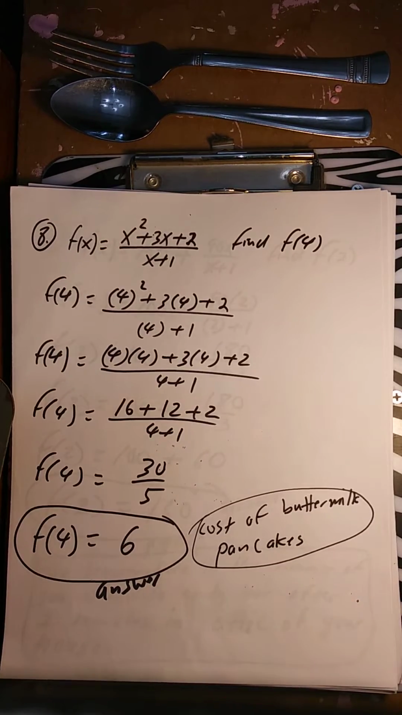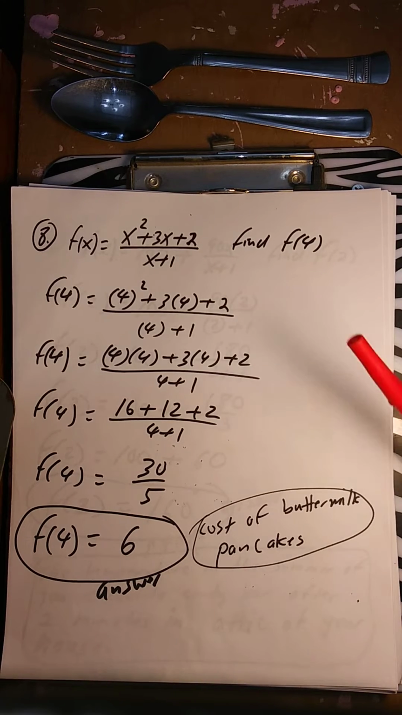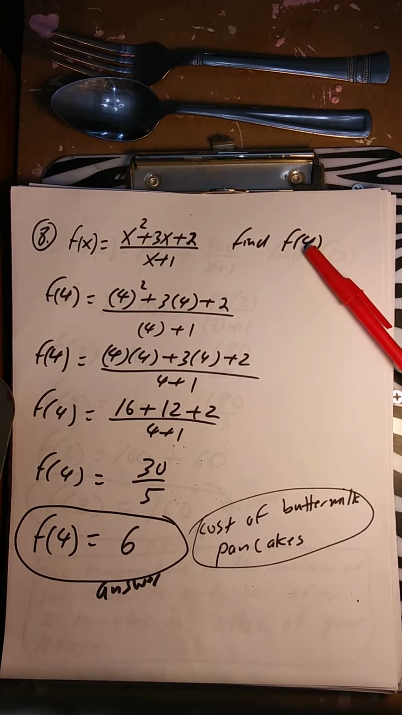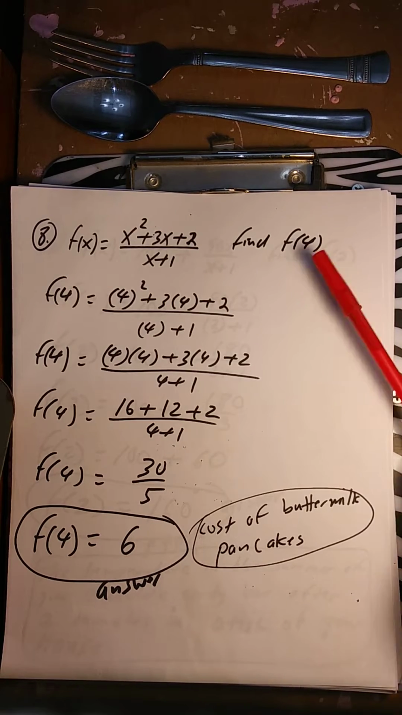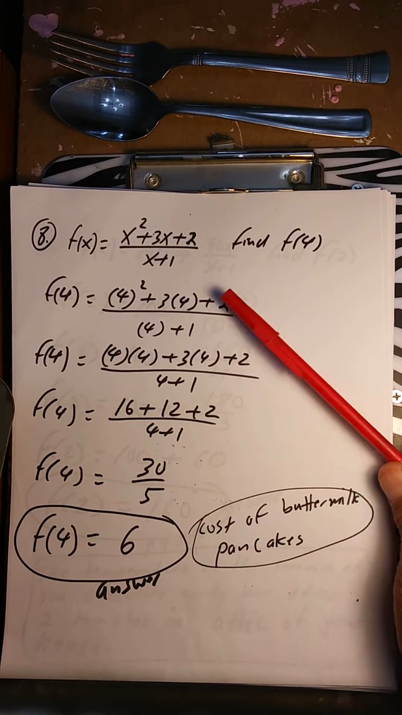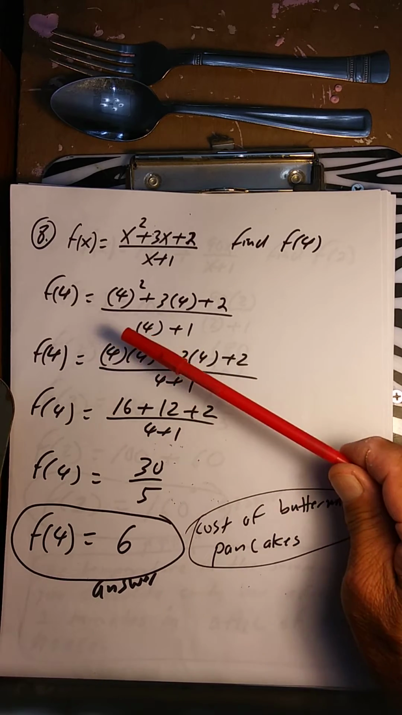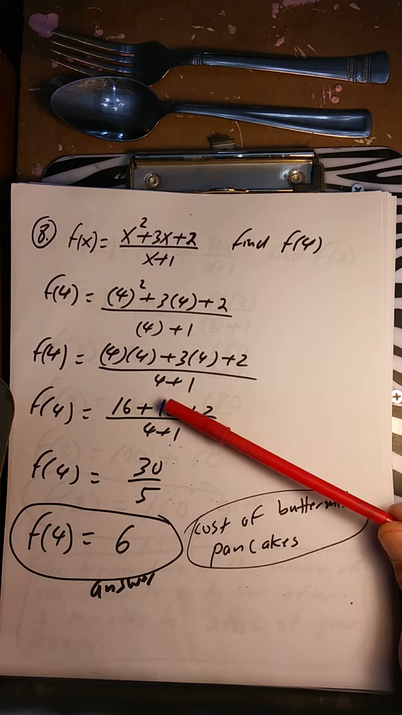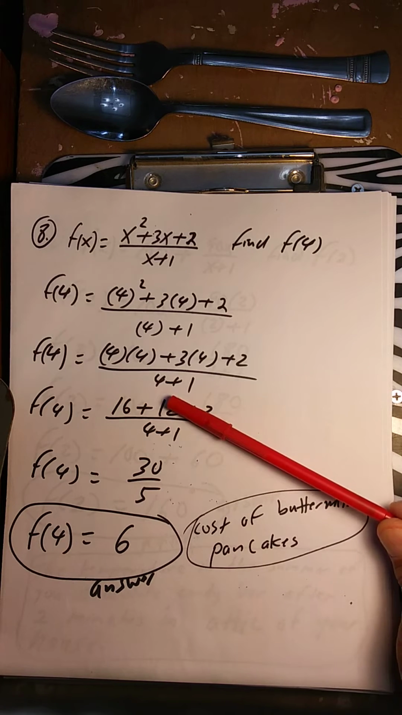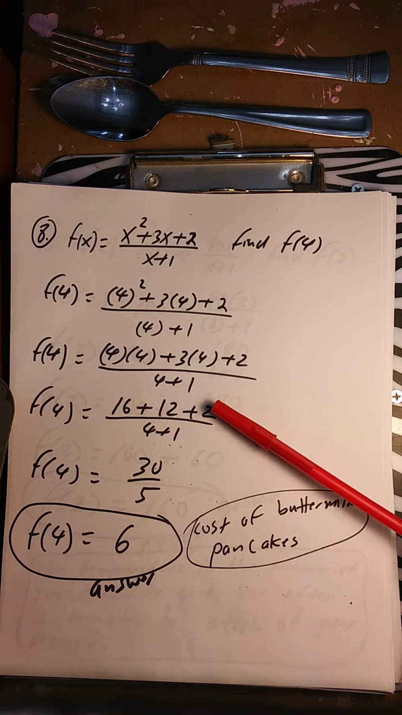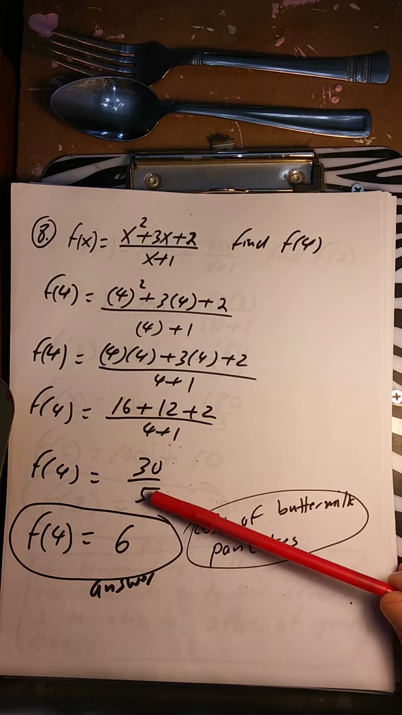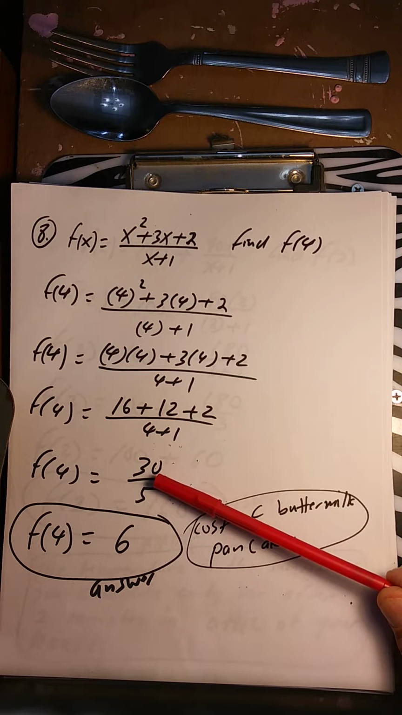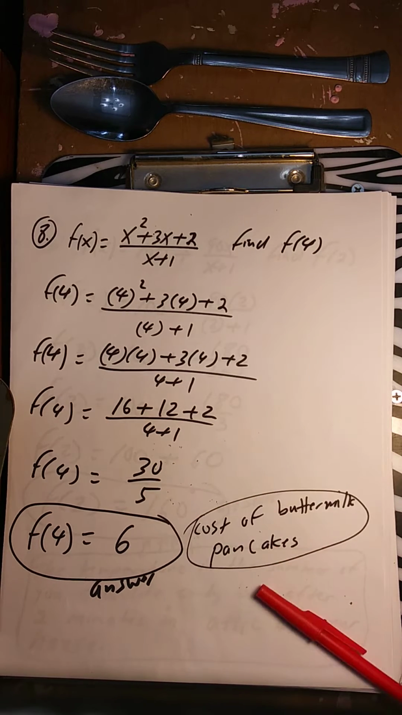Let's simplify this. So we're going to have to put the number in there and simplify it. So evaluate this guy. Okay, so 4 squared, 3 times 4, that. 4 squared means 4 times 4. 3 times 4, so you have 16 plus 12 plus 2. That's going to give you 30. And that's going to be 5. So 30 divided by 5 is going to be 6. So what is that? That's like the cost of buttermilk pancakes. How's that?